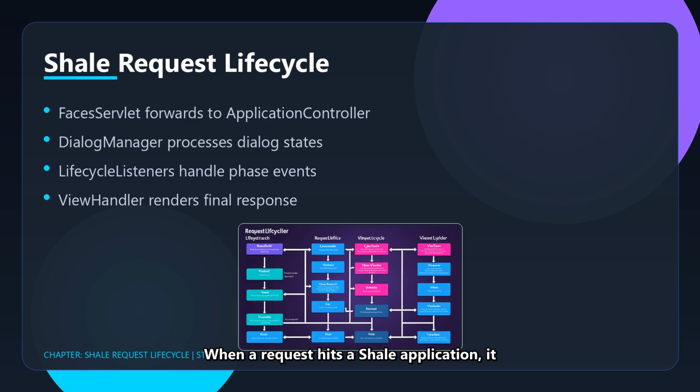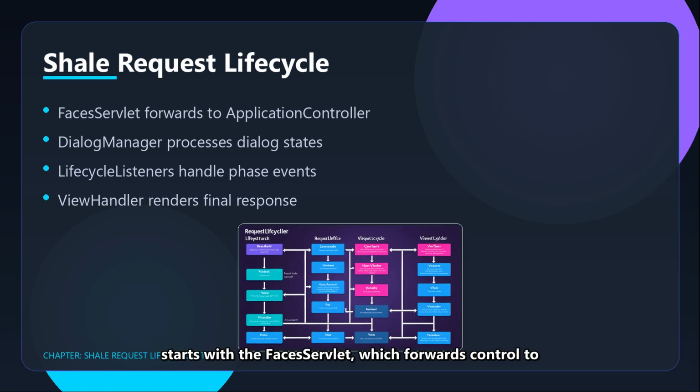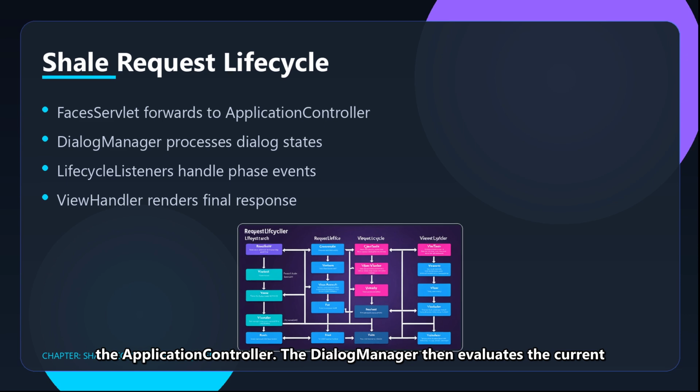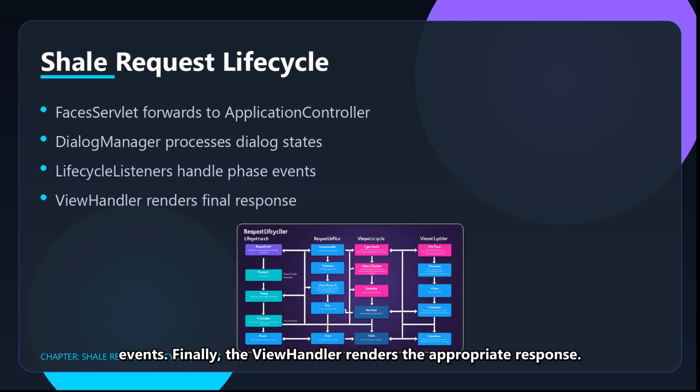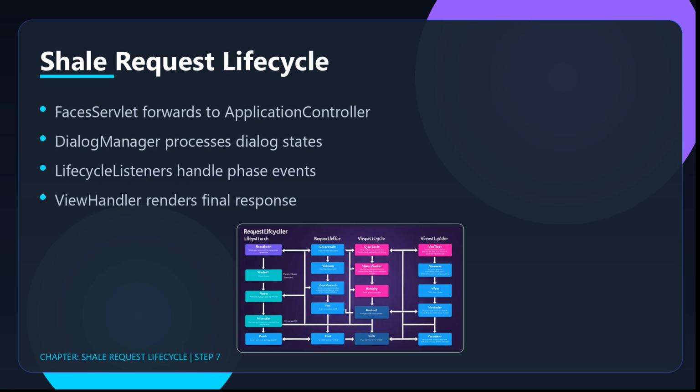When a request hits a Shale application, it starts with a Faces servlet, which forwards control to the application controller. The dialog manager then evaluates the current dialog state, while lifecycle listeners respond to JSF phase events. Finally, the view handler renders the appropriate response.